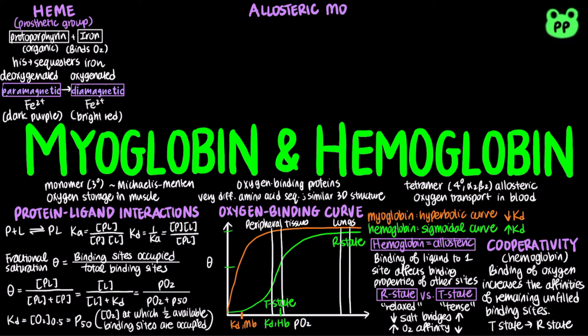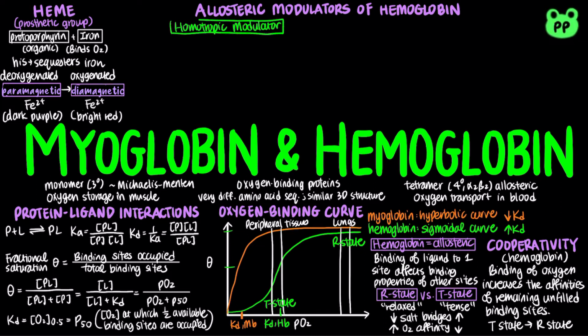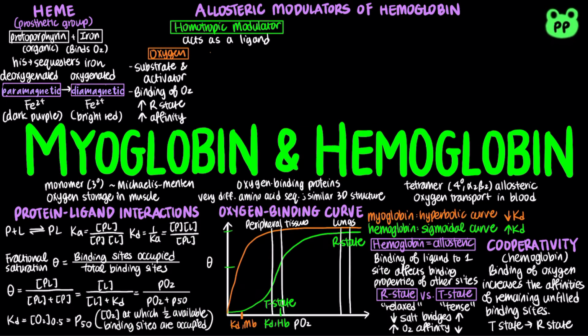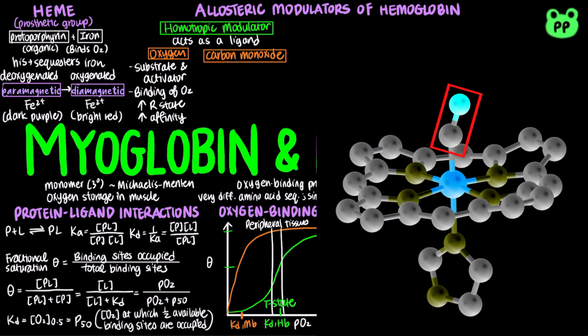Hemoglobin is subject to various allosteric regulation. A homotropic modulator acts as a ligand, whereas a heterotropic modulator doesn't. Oxygen acts as both a substrate and a homotropic activator. As mentioned earlier, the binding of oxygen stabilizes the R state, increasing the affinity of other oxygen binding sites through cooperativity. Carbon monoxide acts as a homotropic inhibitor that competitively binds to ferrous iron stronger than oxygen. Therefore, carbon monoxide is considered toxic.